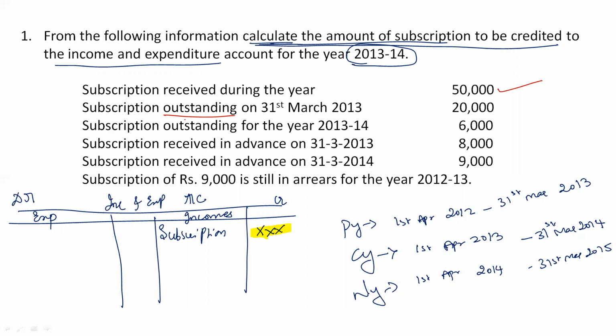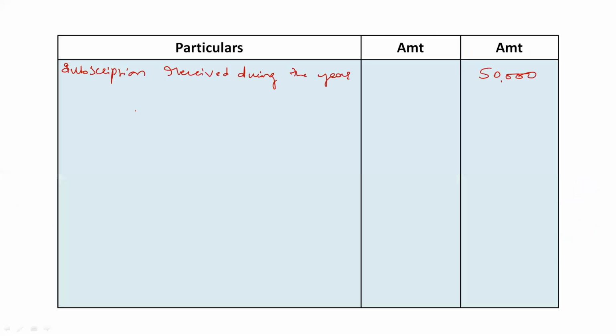So that was outstanding on 31st March 2013. See here, 31st March 2013 is related to which year? Previous year. This is related to previous year. So we will not include this amount in our current year income and expenditure account. We know in income and expenditure account, we only take current year transactions. Now this outstanding subscription is related to previous year. So we will not add this in the subscription received during the year. In fact, we need to deduct it. So you can leave some space and then deduct it.